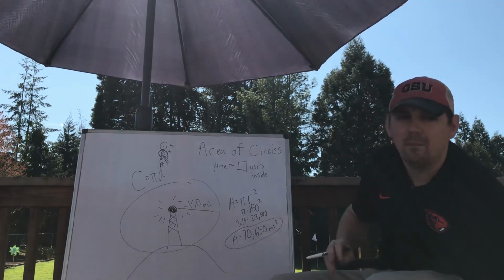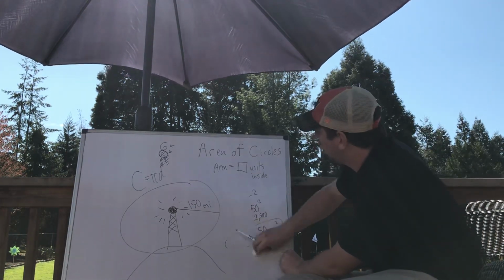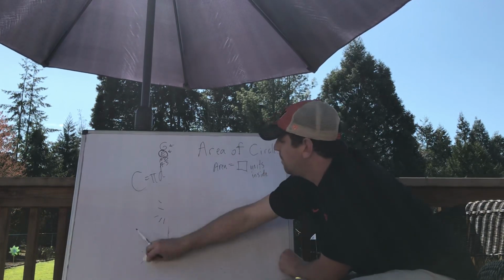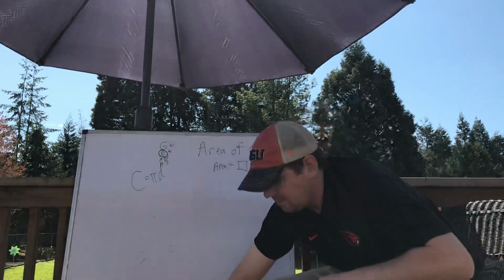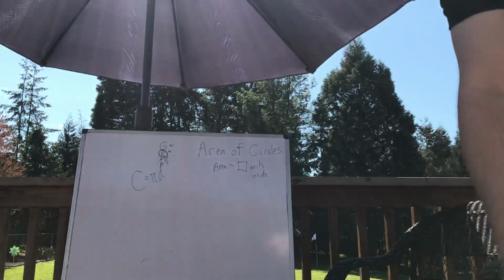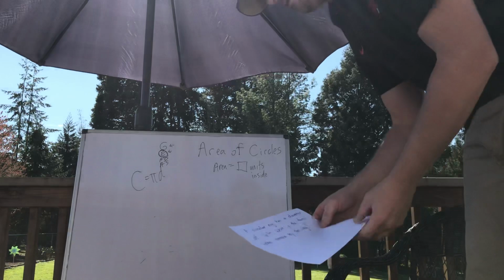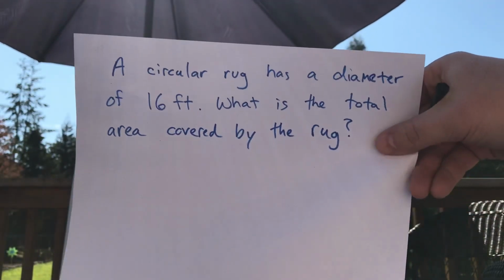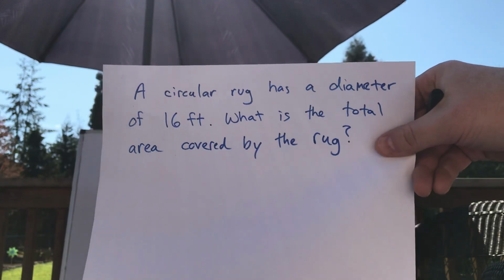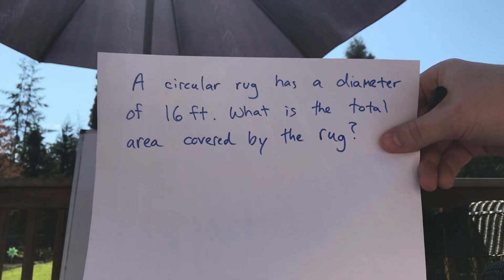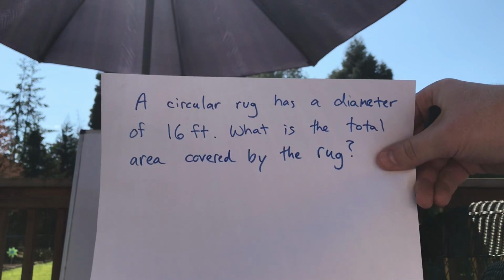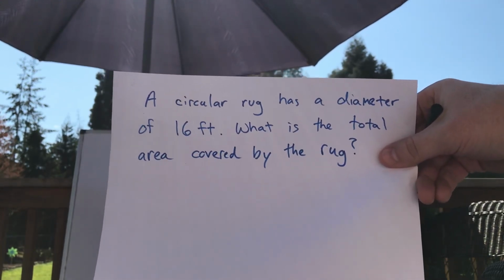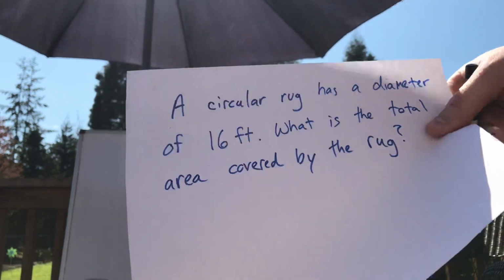All right, we've got one more word problem we can go over having to do with area. Are you doing this one about squares or circles? Well, we're doing it about squares in circles, actually. Here we go. A circular rug has a diameter of 16 feet. What is the total area covered by the rug? Feel free to try it on your own right now, or you can go along with me. Here we go.